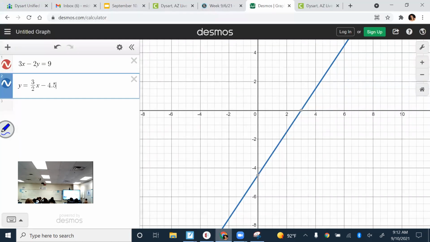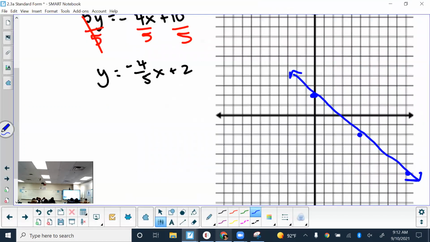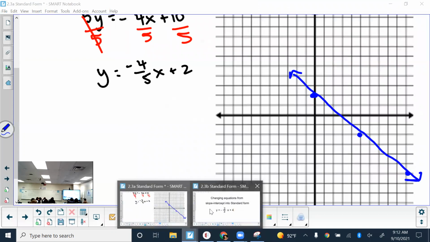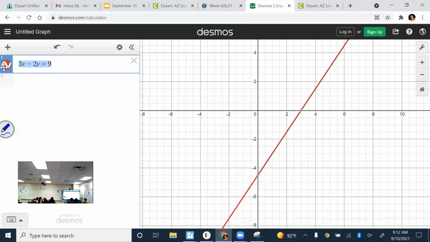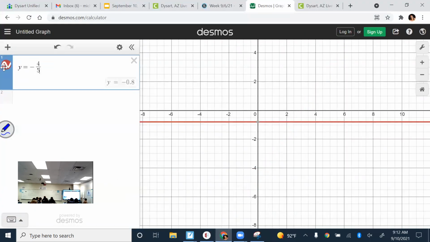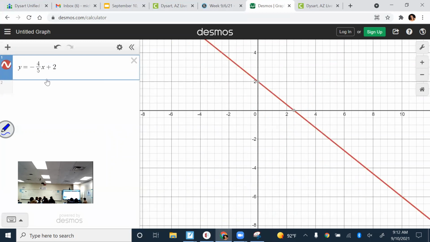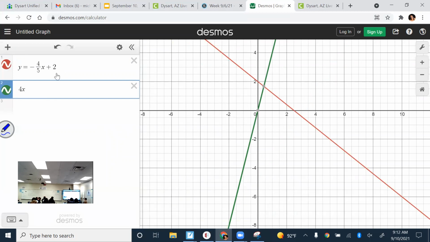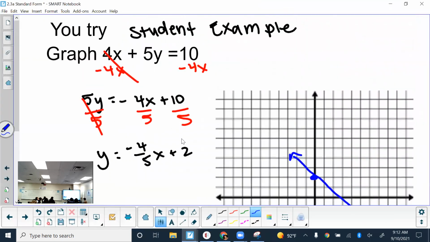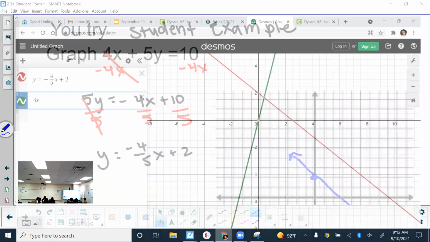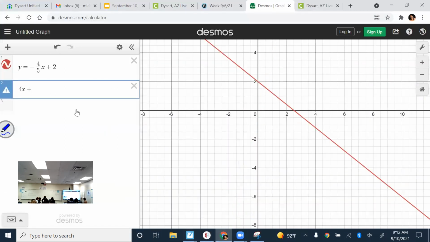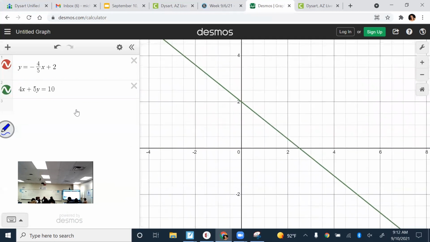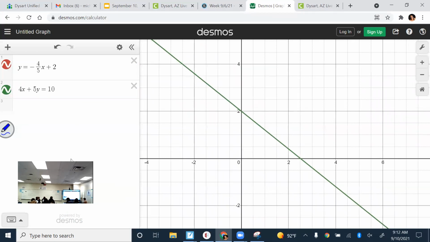All right, now if you checked your answer using Desmos, what I highly recommend, especially on like an entrance ticket. So y equals -4/5 x plus 2 is our answer. And then written in standard form, it was 4x plus 5y equals 10. So they should overlap each other if I did it correctly. All right, any questions? Okay.